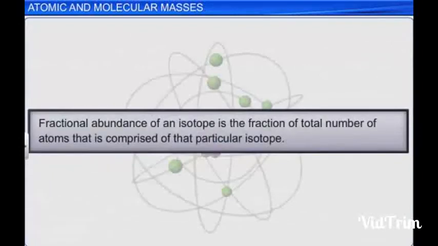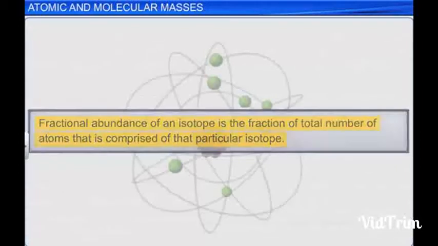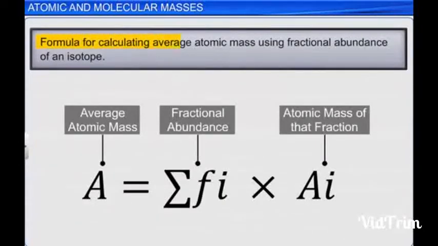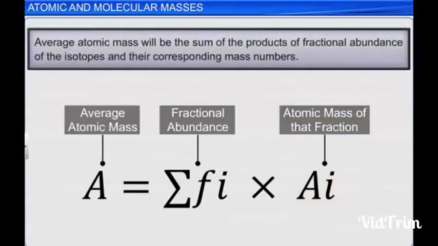We can also calculate the average atomic mass using fractional abundances of isotopes of an element. Fractional abundance of an isotope is the fraction of the total number of atoms that is comprised of that particular isotope. The formula for calculating an average atomic mass from fractional abundance is fractional abundance multiplied by atomic mass of that fraction. Thus, the average atomic mass will be the sum of the products of fractional abundance of the isotopes and their corresponding mass numbers.